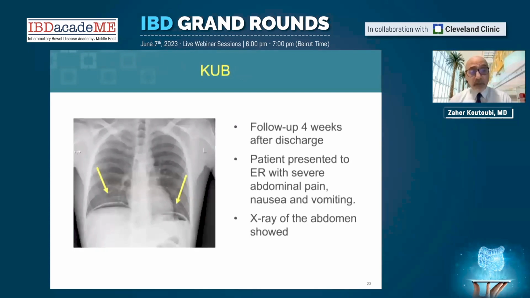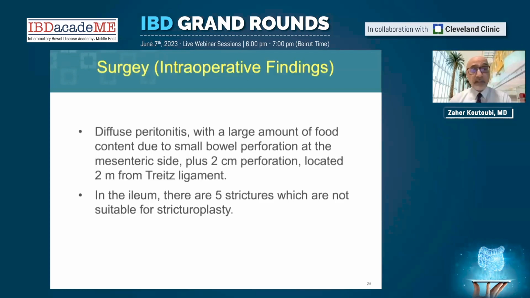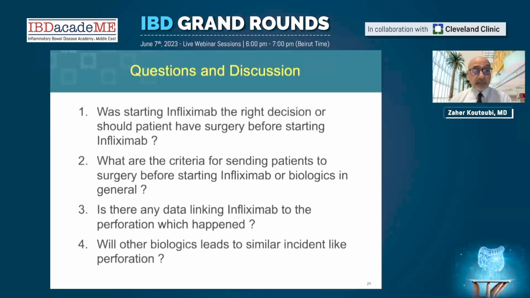Now, 4 weeks after discharge, the patient presented to the emergency room with significant pain, nausea, and vomiting. You can appreciate the X-ray of the abdomen, which showed air under the diaphragm. So basically, the patient was perforated and was taken to surgery, which showed diffuse peritonitis and a large amount of food content due to small bowel perforation at the mesenteric side, plus a 2 centimeter perforation located 2 meters from the ligament of Treitz. In the ileum, there were 5 strictures which were not suitable for strictureplasty.